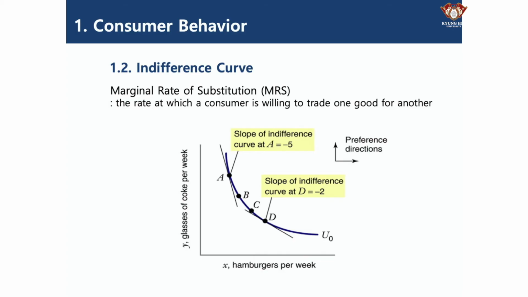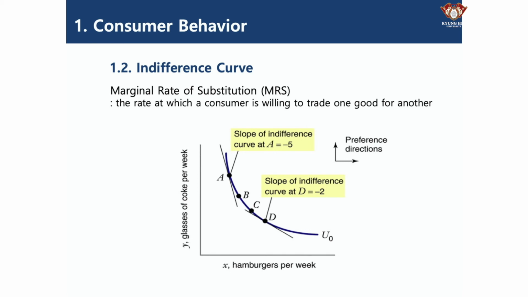So like this, marginal rate of substitution: the rate at which a consumer is willing to trade one good for another. At point A, the slope of the indifference curve is minus 5. Changing rate is minus 5. The slope is 5. What is the meaning of this?